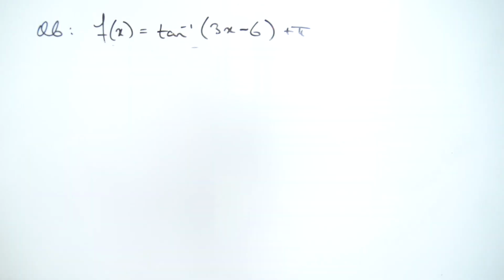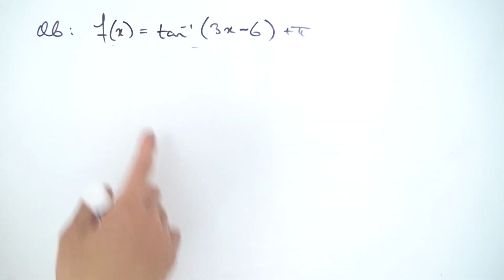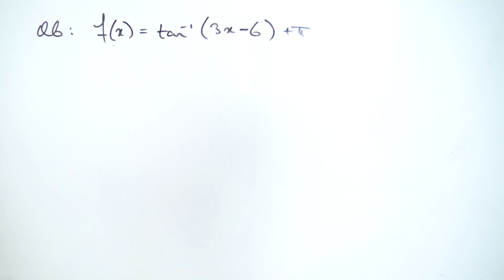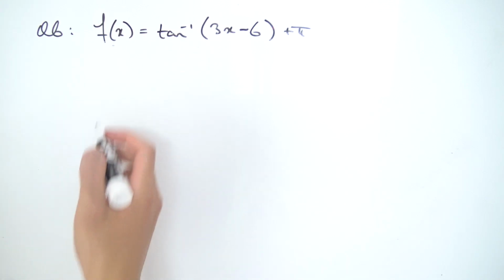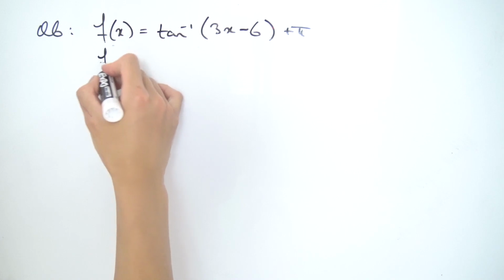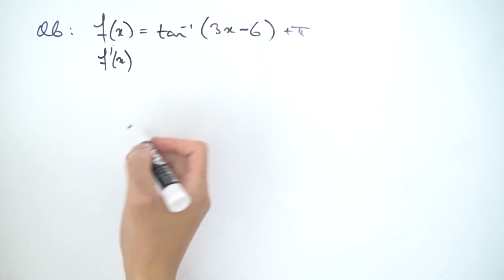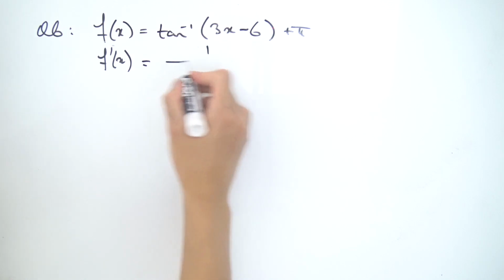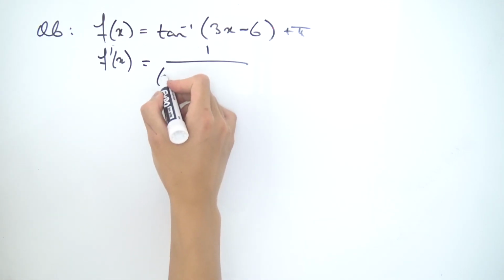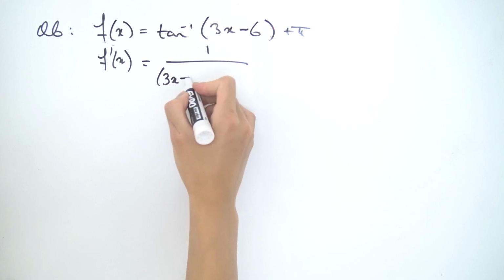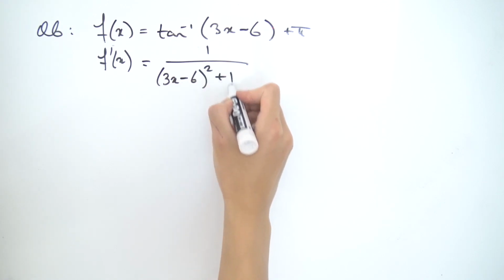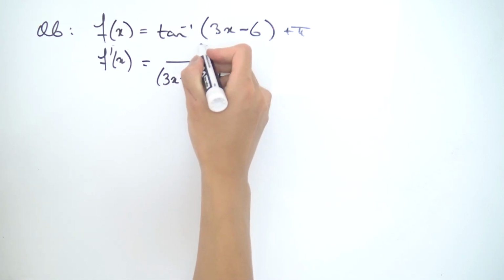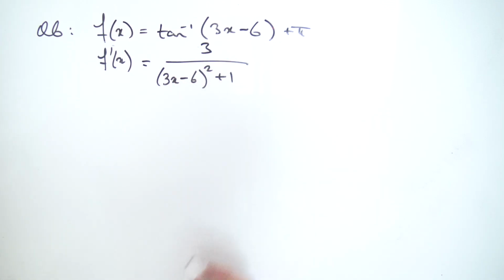So the next question, question 6, we're given this function f of x is equal to the inverse tangent of 3x minus 6 plus pi, and the first part of this question asks us to show that f prime of x is equal to some expression. So let's just evaluate f prime. The derivative of arctangent is 1 over the inside squared plus 1, times the derivative of the inside, which is just 3. And then the derivative of pi is 0.